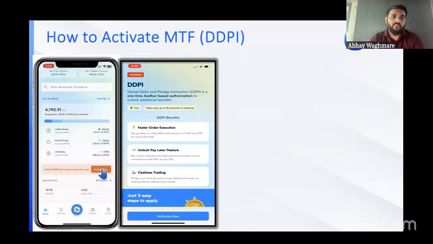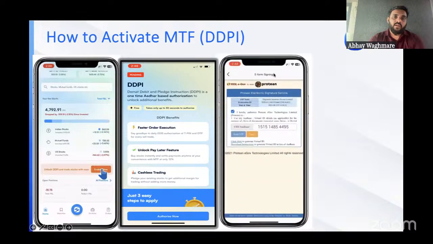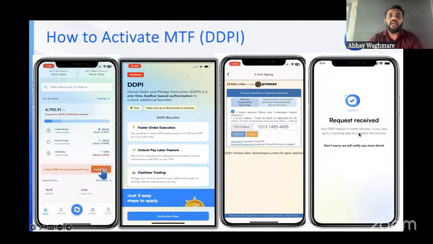You simply click on authorize now. It will take you to another page where you have to enter your Aadhaar number. Click on send OTP, validate the OTP, and once you validate that, your request will be taken to activate your DDPI. It takes approximately 2 working days to complete the process. Once it is done, you will be able to trade in MTF, avail the cashless trading facility, and your order execution would be faster. It's very simple, as I said earlier.